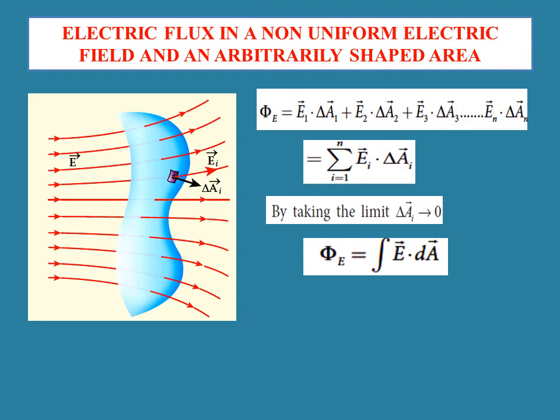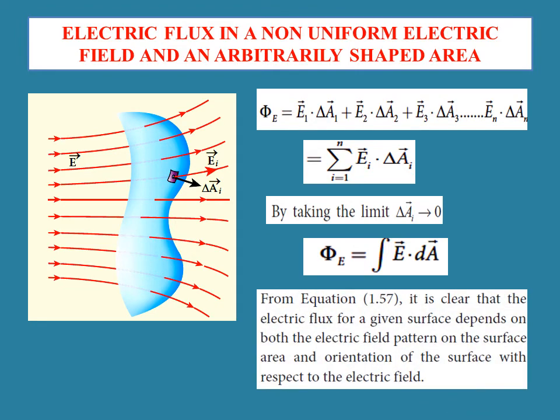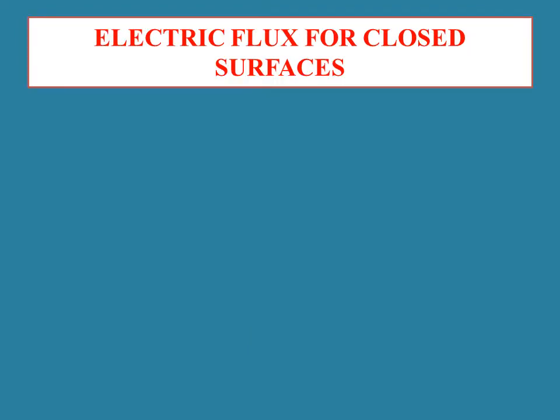Now, the electric flux for a given surface depends on both the electric field pattern on the surface, the area, and the orientation of the surface with respect to the electric field. So it is clear that the electric flux for a given surface depends on both the electric field pattern on the surface area and orientation of the surface with respect to the electric field.